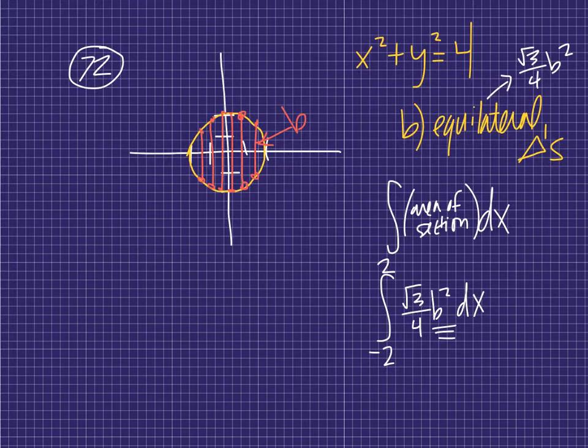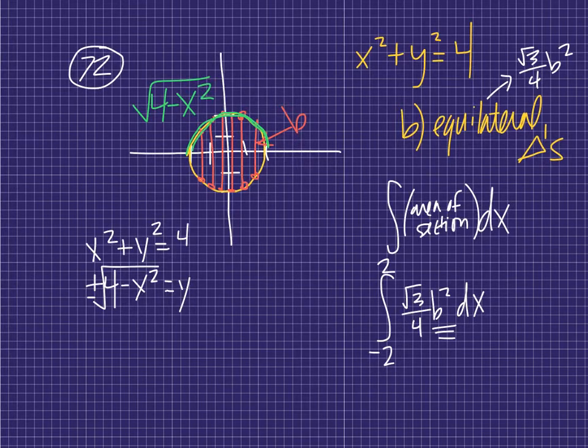This is a circle, and we talked about this in class. If I solve this equation for y, I would subtract x squared and take the square root, and it would be plus or minus. The top function, which I'm doing in green, is the positive square root of 4 minus x squared. The bottom function, in blue, is the negative square root of 4 minus x squared. So the distance between those two, in yellow, is the positive square root of 4 minus x squared minus the negative square root of 4 minus x squared. That's just top function minus bottom function.